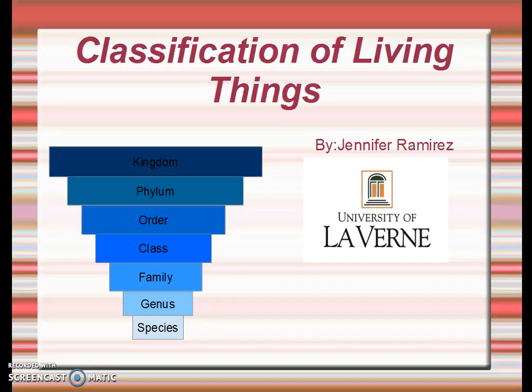This week we will be covering the classification of living things. There are several levels scientists use when they classify an organism. Kingdom, phylum, order, class, family, genus, and species.